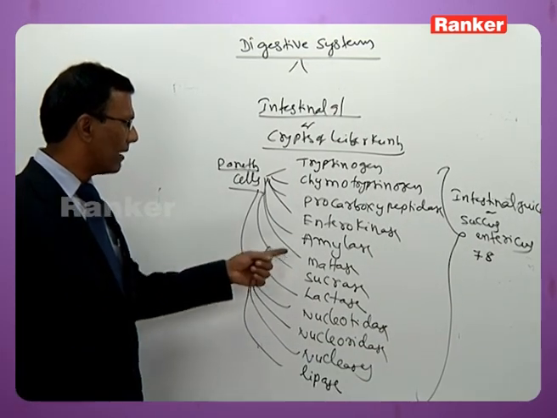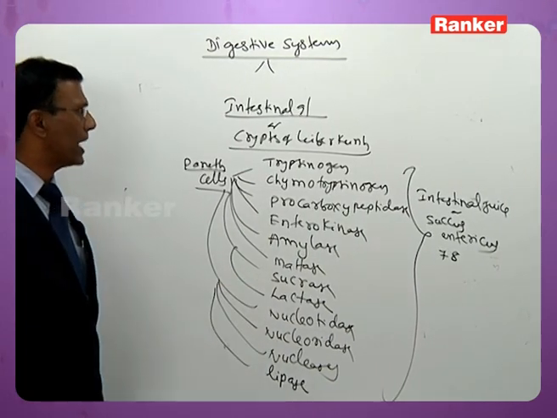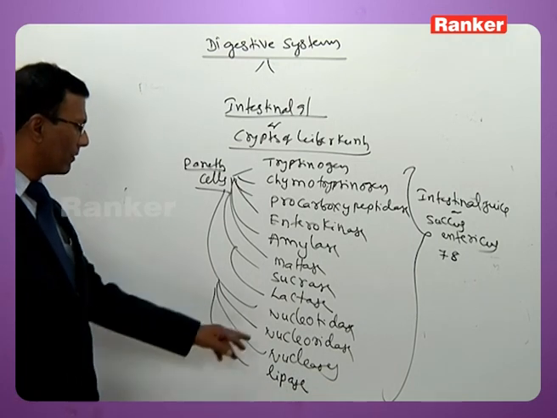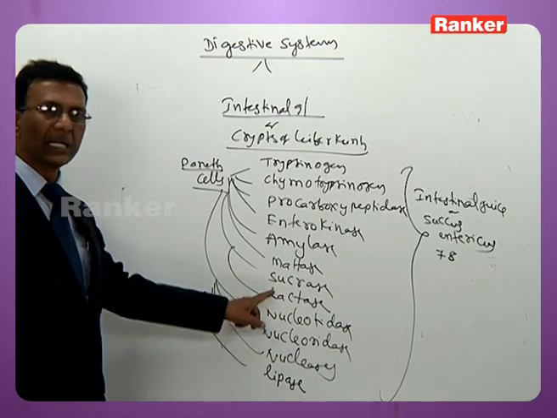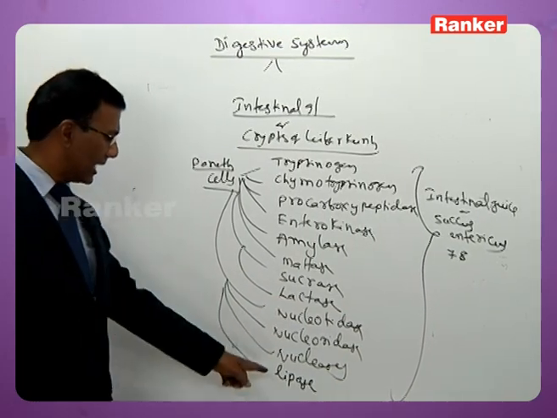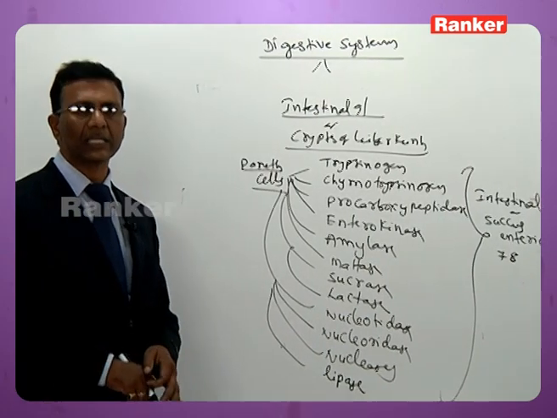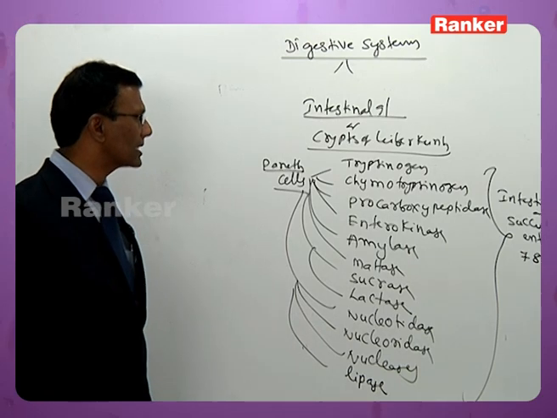Then apart from this, you have amylase, maltase, sucrase and lactase. They are all carbohydrate digesting enzymes. Then you have nucleotidase, nucleosidase and nucleases. They are nucleotide, that is nucleic acid digesting enzymes. Lipase is a fat digesting enzyme here. So all of them are put together called intestinal juice or succus entericus.